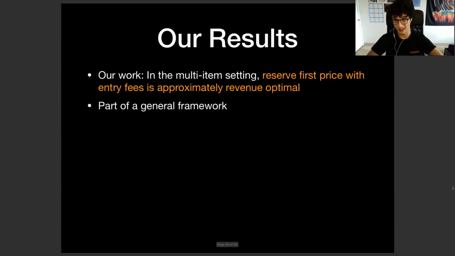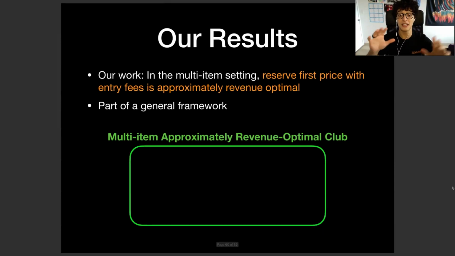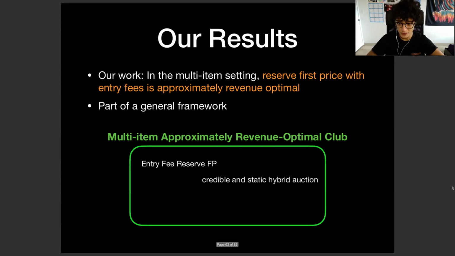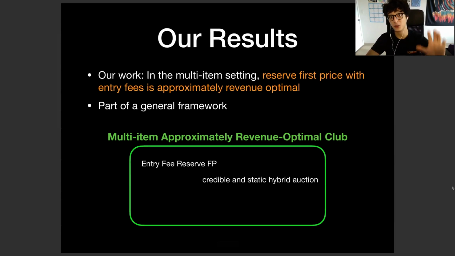And more than that, this is just one small result in a large general framework that we were able to prove of many multi-item mechanisms that are approximately revenue optimal. We show that entry fee reserve first price is revenue optimal. We show that this hybridized auction between first price and all pay is a revenue optimal mechanism, and it is credible in the way that we defined credibility before. This is the first mechanism that is credible and static and approximately revenue optimal. By static, I mean it occurs over a single round.